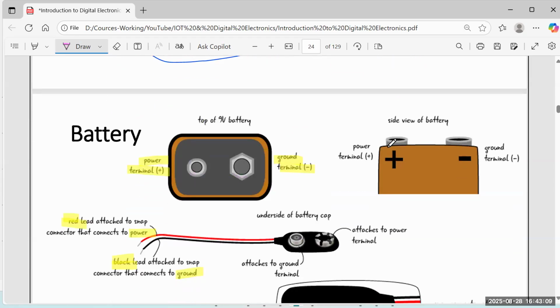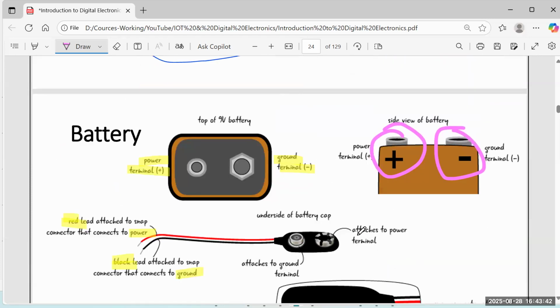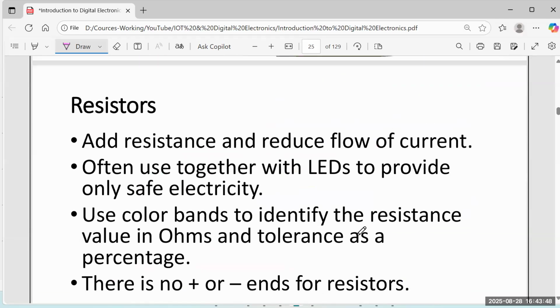So when it comes to batteries, you have the positive side and negative side. Often these 9 volt batteries are marked. If not marked, red color is your positive side, black color is your negative side. Okay. Red color is positive side, and black color is negative side. And also the battery itself is marked most of the time. Right. So that is the battery.